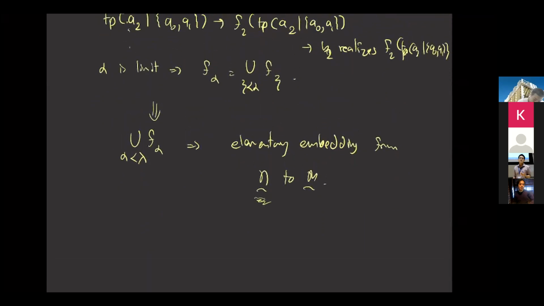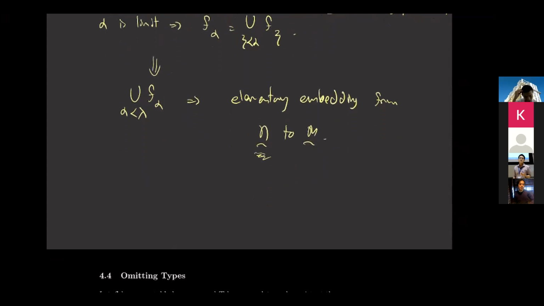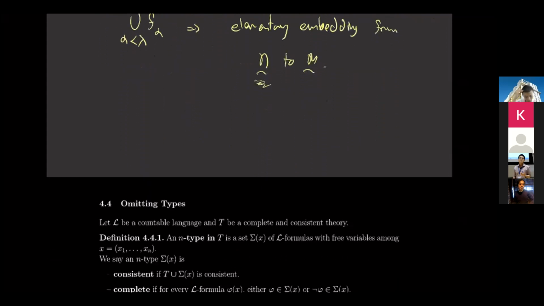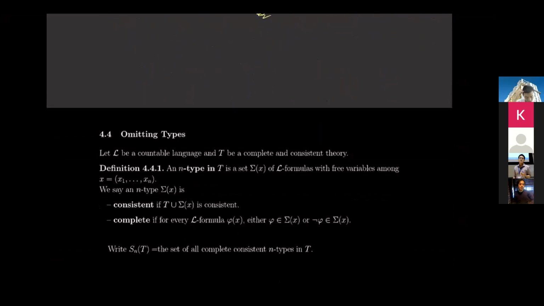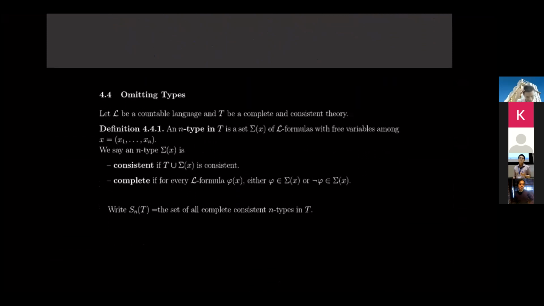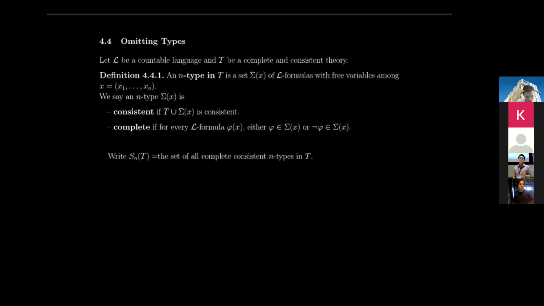Okay, so the concept of kappa saturation is, it is a structure that is rich. It realizes every type that can be realized. The other direction is to talk about the omitting types.